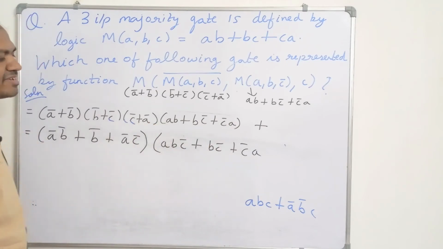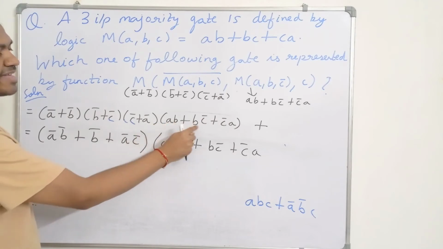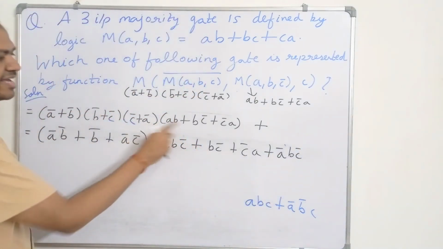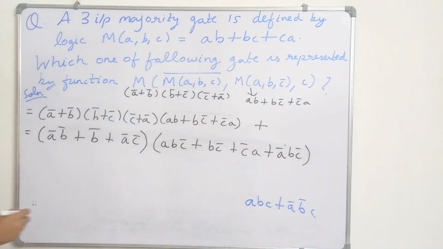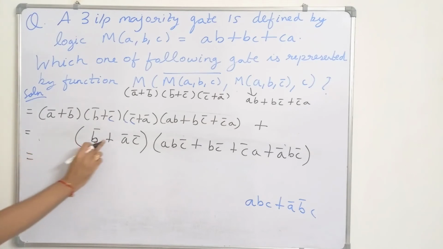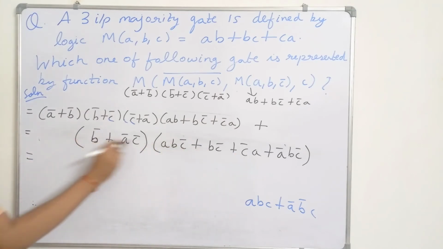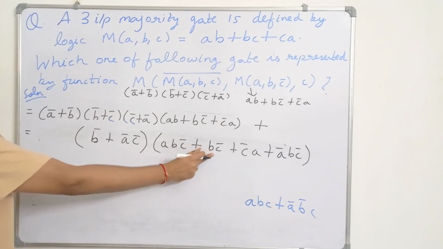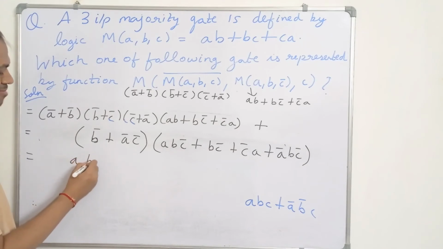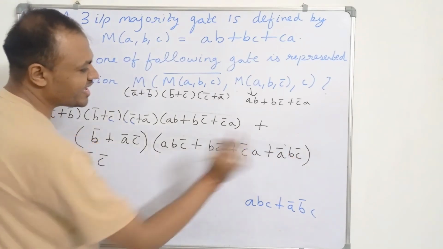Now we will multiply A bar with these terms. A bar into AB will be 0, then A bar B C bar, then A bar into this will be 0. So these are the terms which we have got. Again A bar B bar plus B bar can be written as B bar only. So this term reduces to B bar plus A bar C bar. So we will multiply B bar with all these terms. B bar into this will be 0, then B bar into this will again be 0. So this will give you B bar A, B bar C bar. Then B bar again this will be 0.